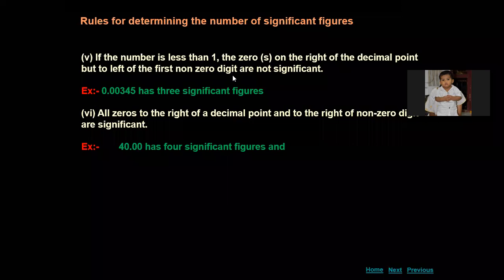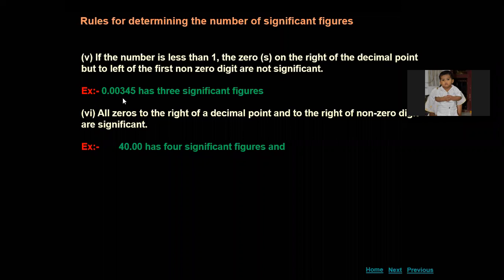Now see, in the fifth rule, first we are looking at whether it is a number less than 1. So 0.00345 means it is less than 1 only. To the right of the decimal, whatever zeros are there, those are non-significant, but those should be before a non-zero digit. So before the non-zero digit, whatever zeros are there after the decimal point, these zeros are non-significant. So only 3, 4, 5 are significant.